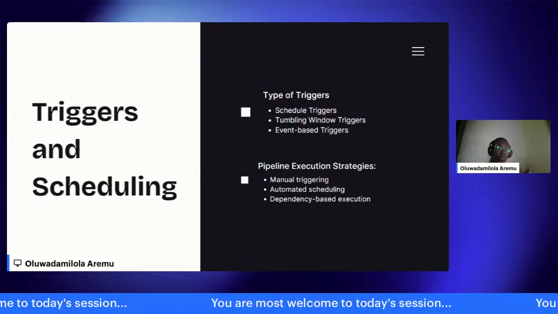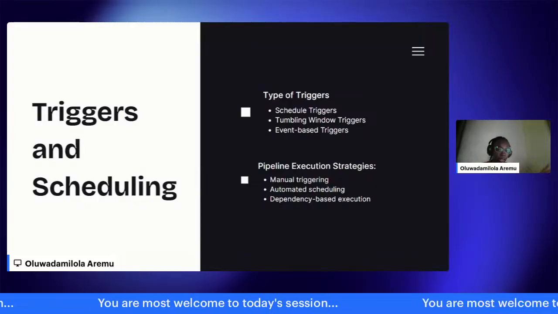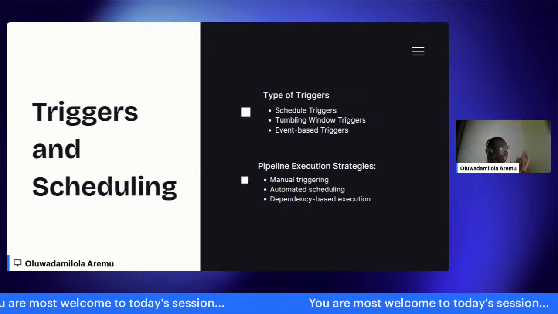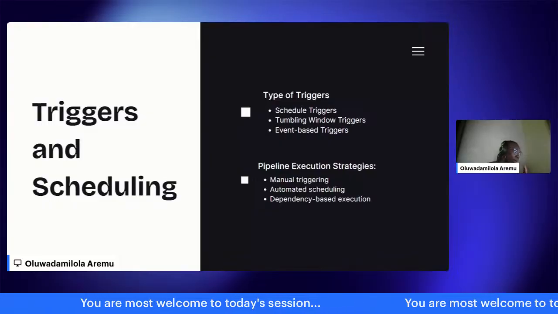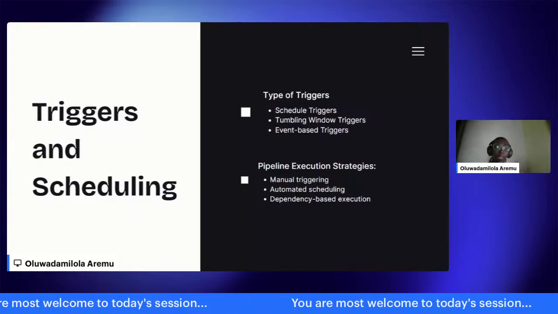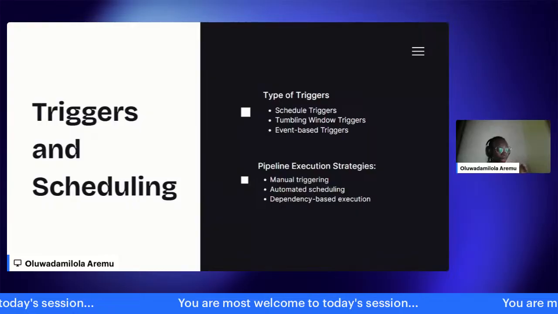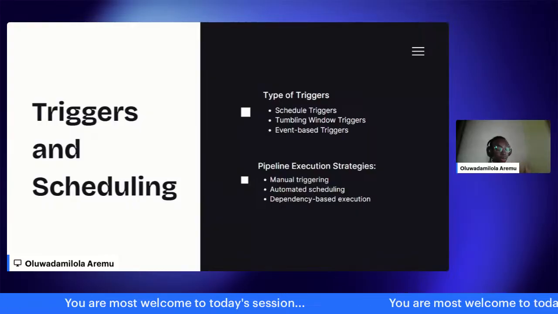And then we have execution strategies. You have the manual triggering, that's you manually triggering it yourself. You have the automated scheduling, which means you have set a schedule, saying, okay, based on this schedule, this is how the pipeline will run. And then dependency-based execution. This is based on an event, right? So it's almost the same thing as what we have up there.